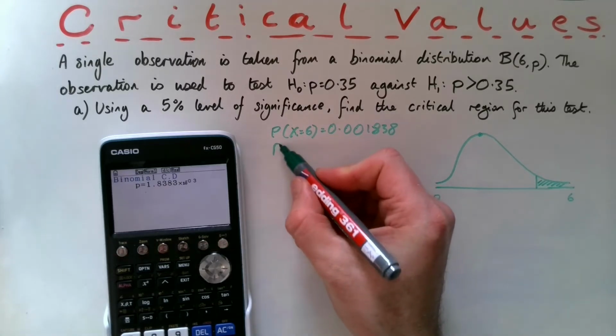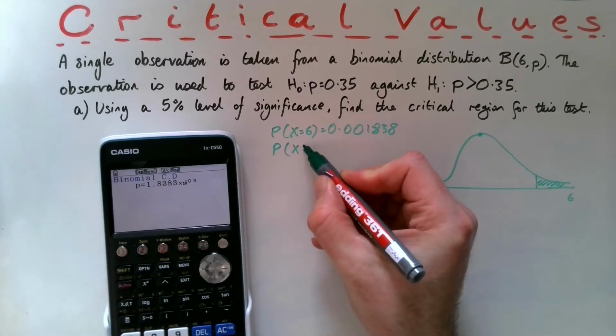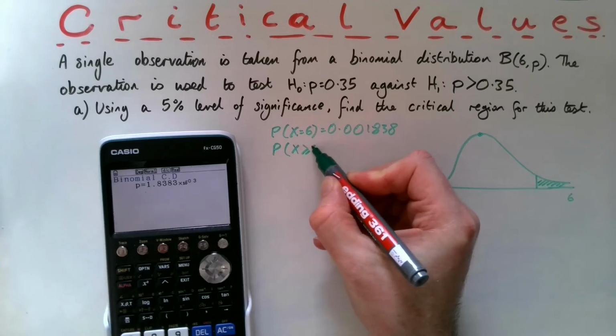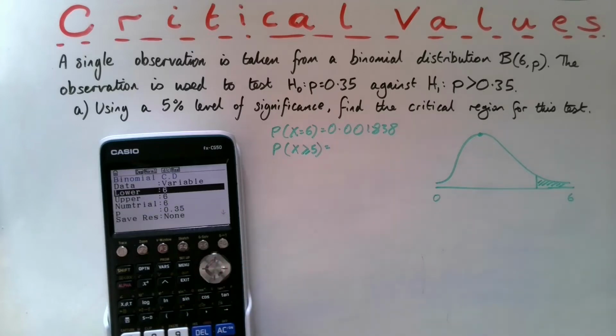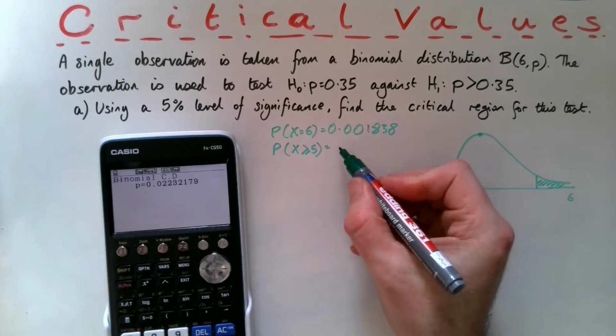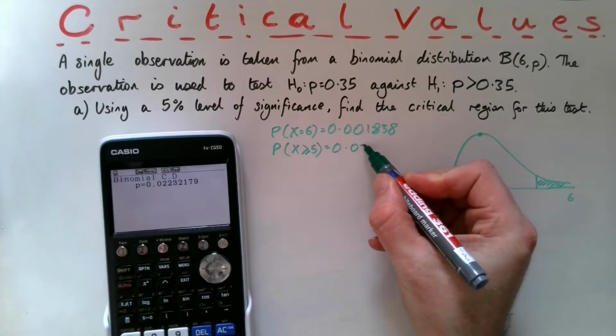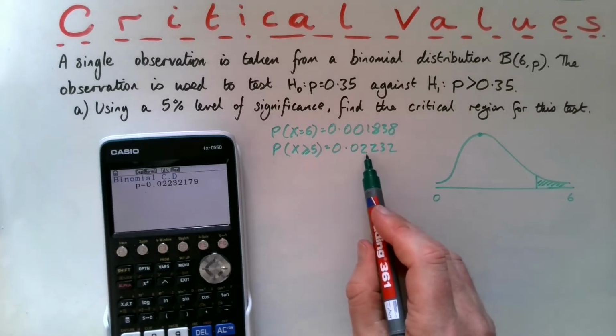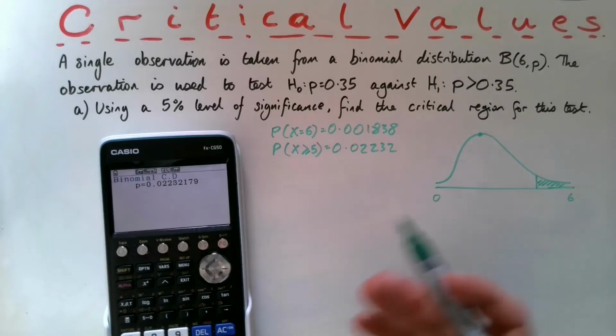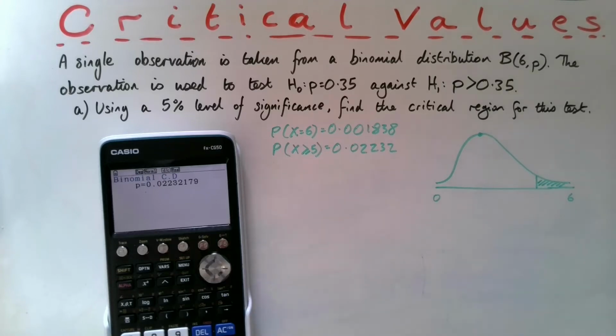How about if he won 5 or more? So let's go back and do that. We go into the lower amount being 5, upper being 6, and this is making it 0.02232. Now that is 2%, isn't it? 2.2%. So that, if Mr. Cooper were to lose 5 games, that would mean that we've got enough to reject his null hypothesis.